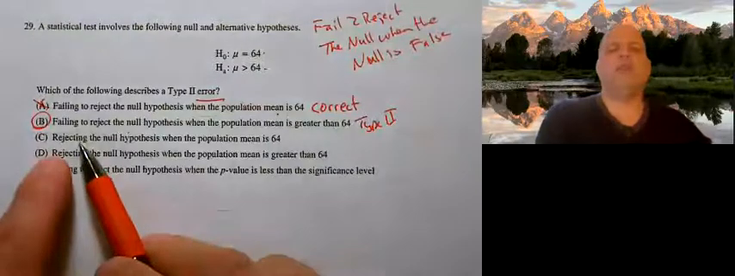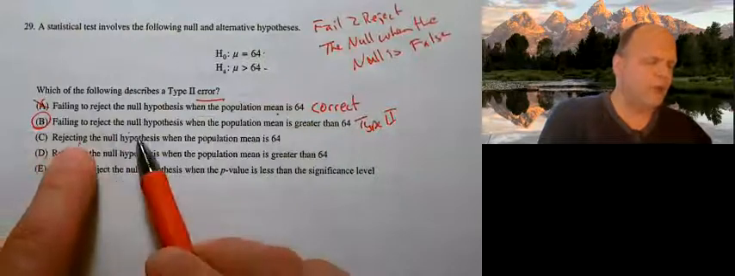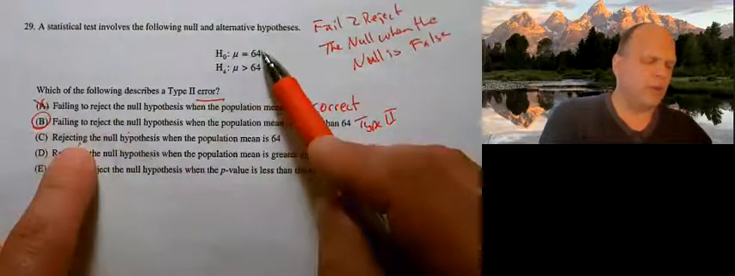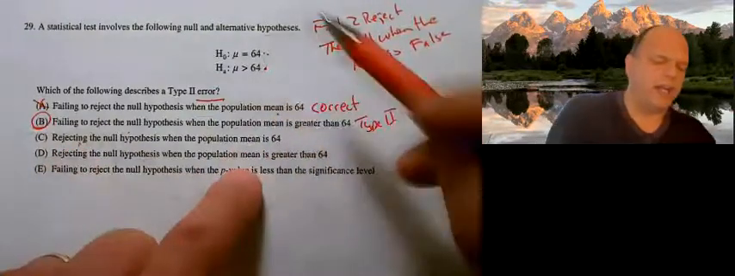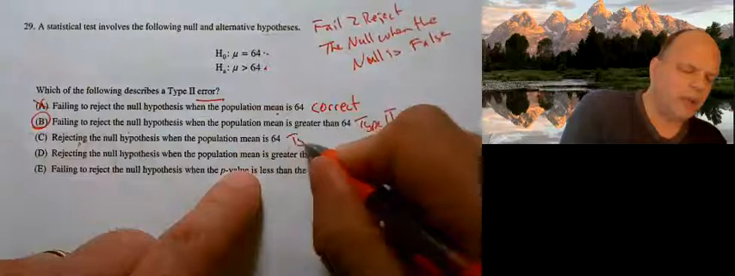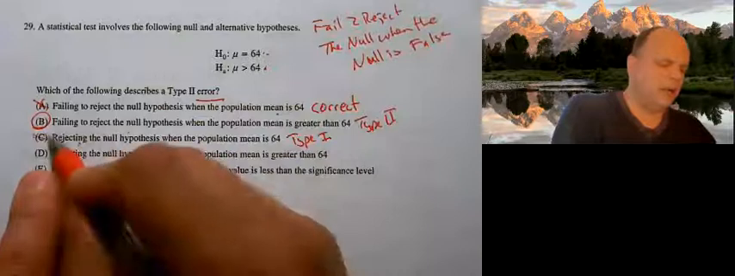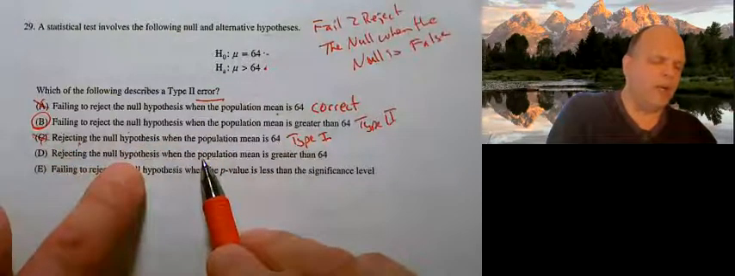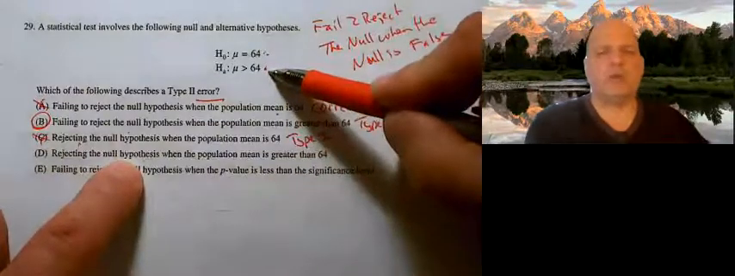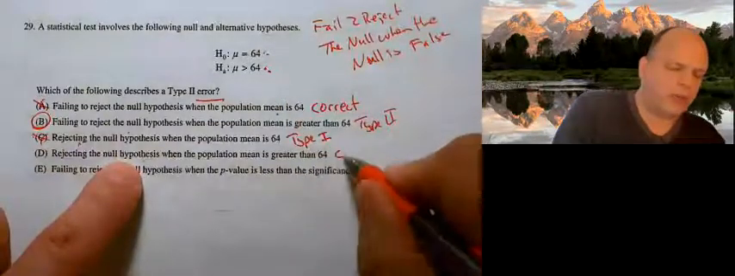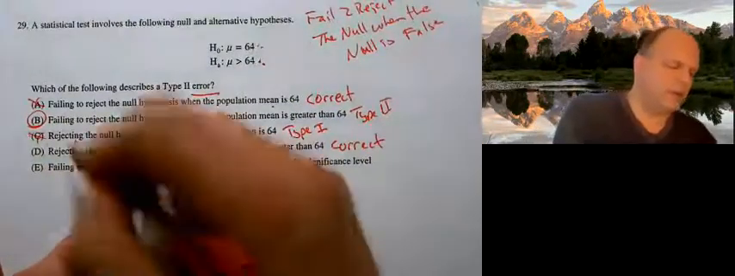Rejecting. Anytime you reject, the only type of error you can make is a type 1, but let's keep reading. Rejecting the null hypothesis. So I reject this and I believe this when the population mean is actually this. That is an error. This would be a type 1 error. All right. Rejecting the null hypothesis when it's greater. So I reject this and I believe this, but it actually is greater. That's actually making a correct decision. That's rejecting correctly.